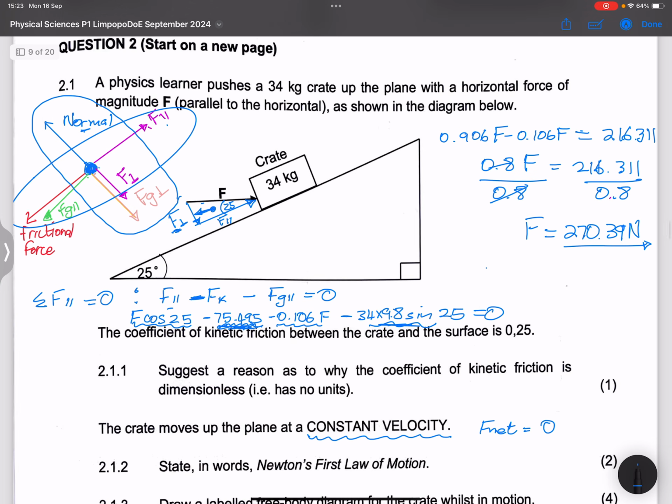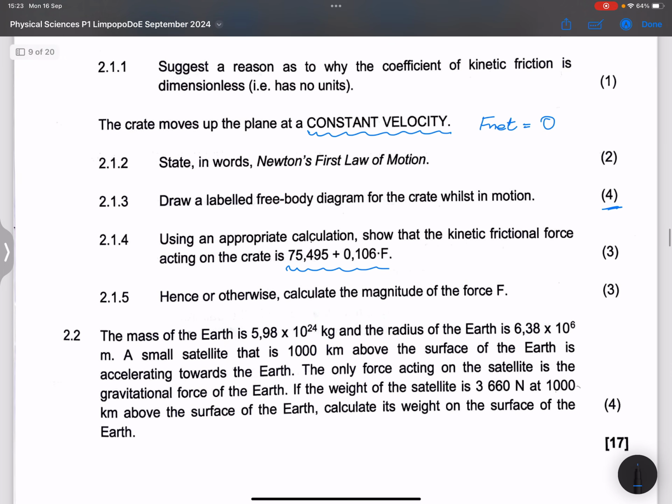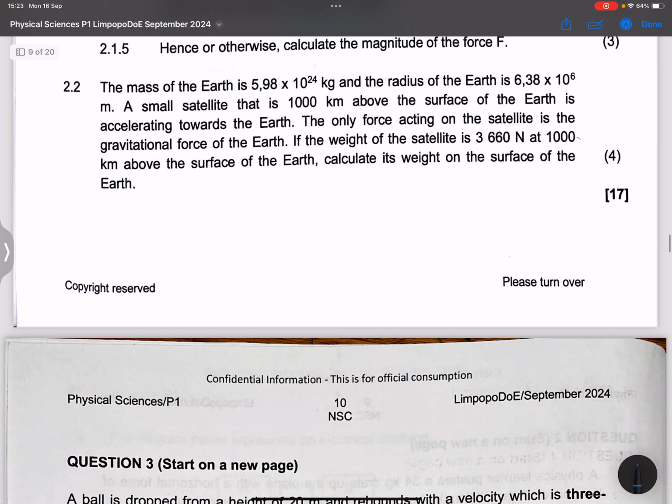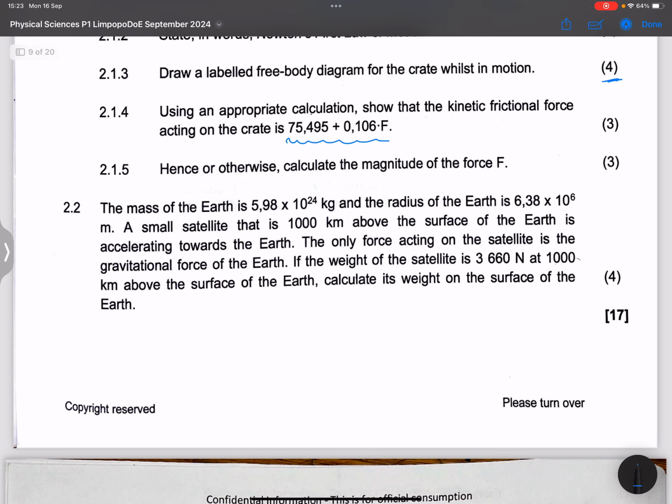Hopefully you were able to follow on that parallel and perpendicular components of the force. Right, so we are done with that. Now they say to us for 2.2, the mass of the earth is 5.98 times 10 to the power 24 kilograms, and the radius there we are given. They say the mass of a satellite is 1,000 kilometers above the surface of the earth, and it is accelerating towards the earth. So we've got a satellite that is accelerating towards the earth.